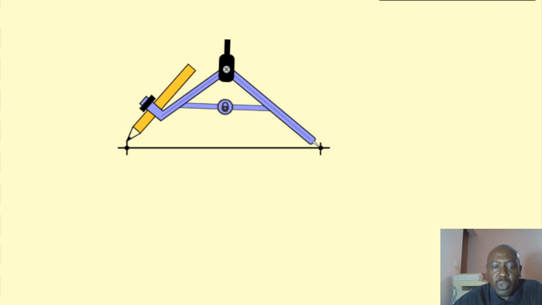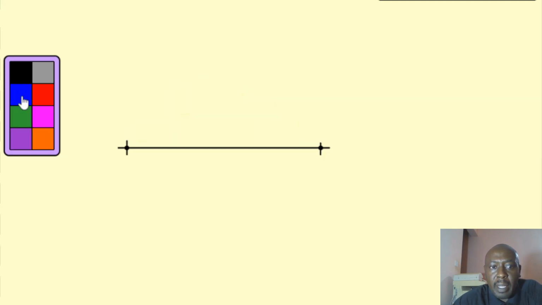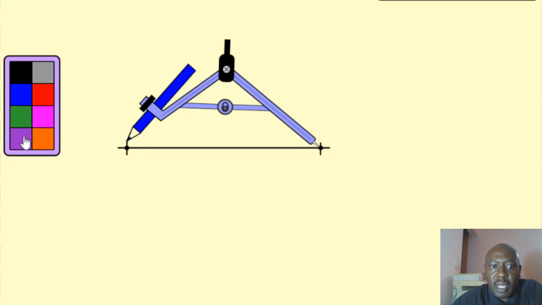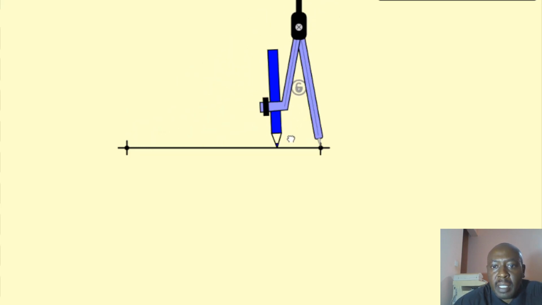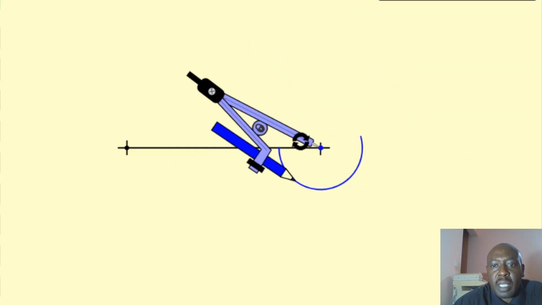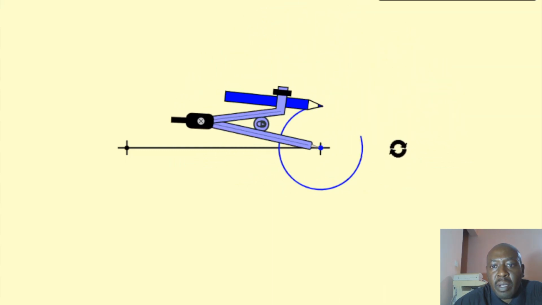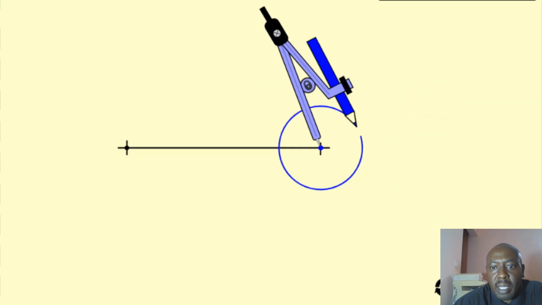Okay, let's draw the circles. I'll change the color to blue. You can notice my pencil now is blue in color. Let me adjust the proper radius. I've started with the radius of the second circle, the smaller one. I take the circle. Yes, there we are.